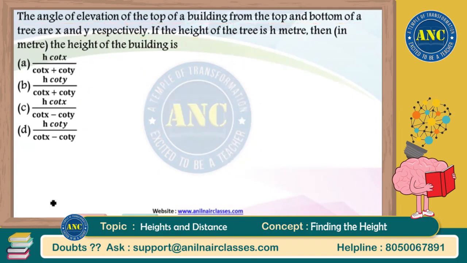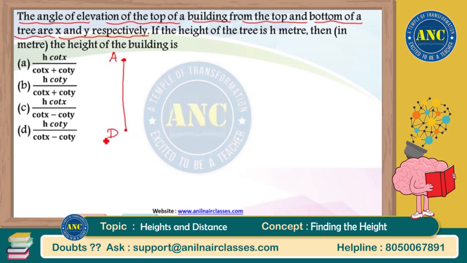Okay, now see question number 14. Let us solve this very beautiful question. Now let us first read the question, understand it, and then solve it. The angle of elevation of the top of a building from the top and bottom of a tree are x and y respectively. That means there is a building. I will call this building AD.